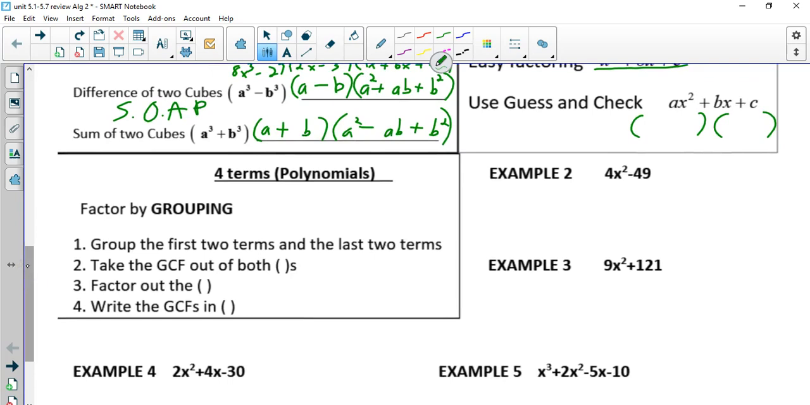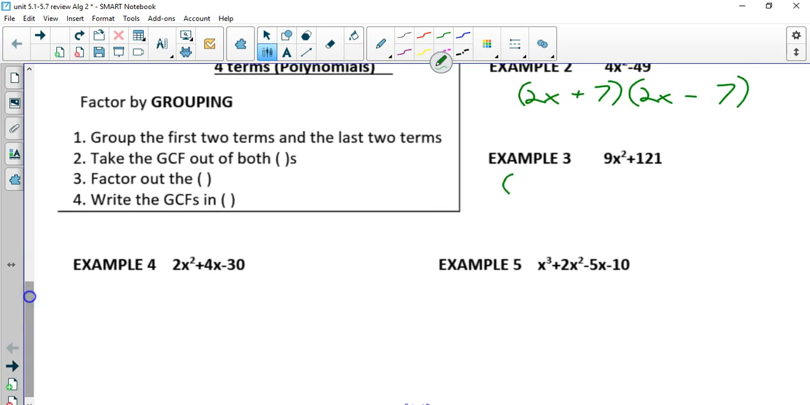Okay, so I have a difference of 2 squares. So I just take the square root of 4 and write it down. Square root of x squared, write it down. Square root of 49, write it down. I want 1 plus, 1 minus. I'm finished.